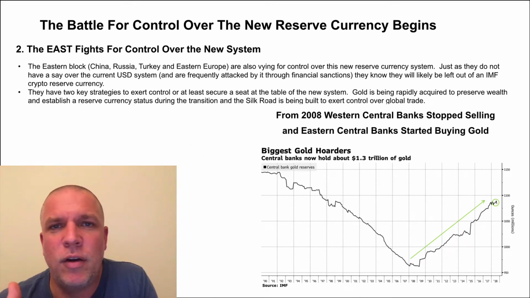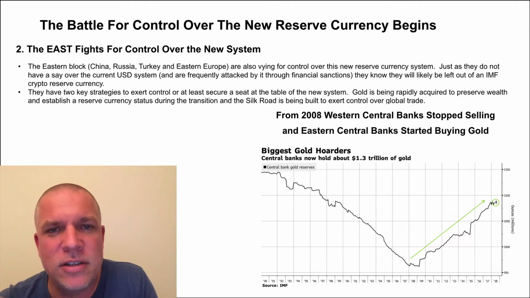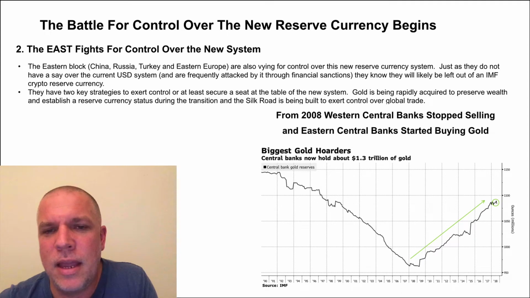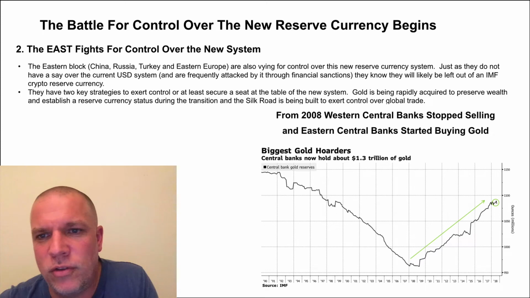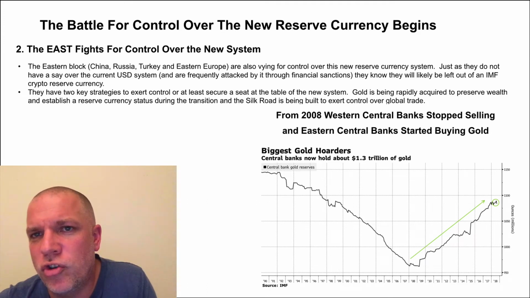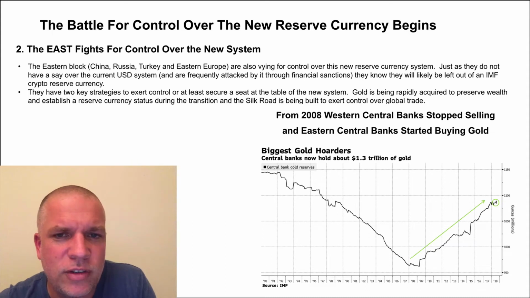In fact, they're often attacked by it, with sanctions and accounts frozen and being turned off from SWIFT and everything else. And they're likely to be left out of a new IMF crypto reserve currency system too, because those are controlled by the Western financial ruling class, as we've discussed. So they're not keen on this IMF based global cryptocurrency system. If it's going to happen, they want a big seat at the table. So they've got two strategies for ensuring that they have some clout in this new system.